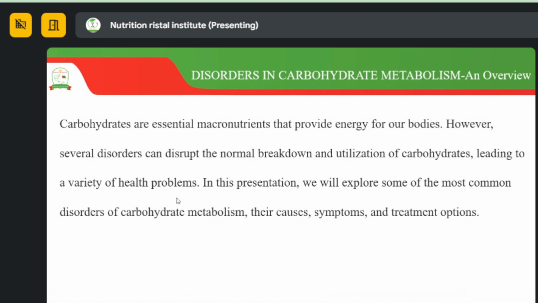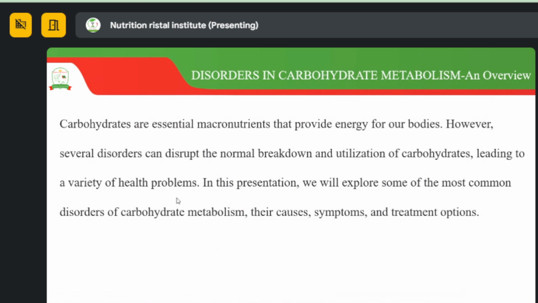Then going further into disorders in carbohydrate metabolism, the first thing, to give an overview, is that carbohydrates are essential macronutrients that provide energy for our bodies. It's actually the primary source of energy in your body. However, several disorders can disrupt the normal breakdown and utilization of carbohydrates. To some extent, our body does not break down the carbohydrates, or we end up not utilizing them the way they ought to be, or the way the body is supposed to take them as proven scientifically.